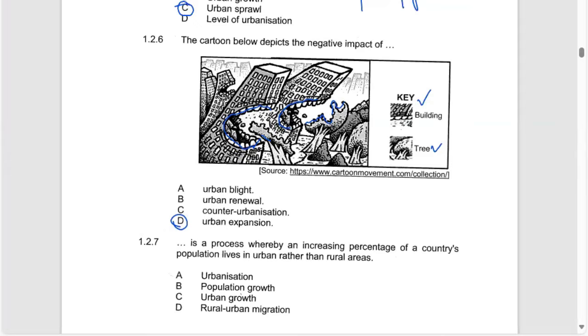Then number 1.2.7, dash is a process whereby an increasing percentage of a country's population lives in urban rather than rural areas, with increasing percentages of people living in urban areas for a particular country. That is urbanization.